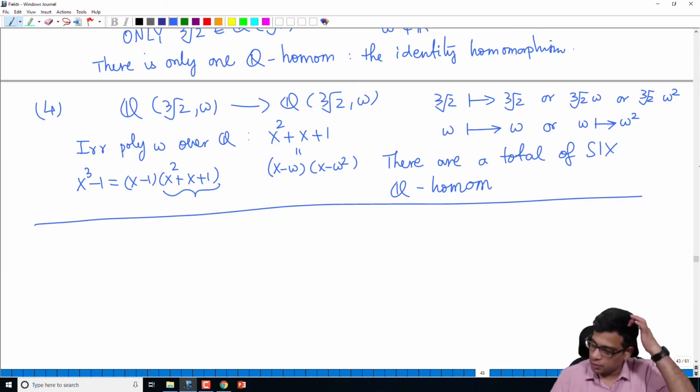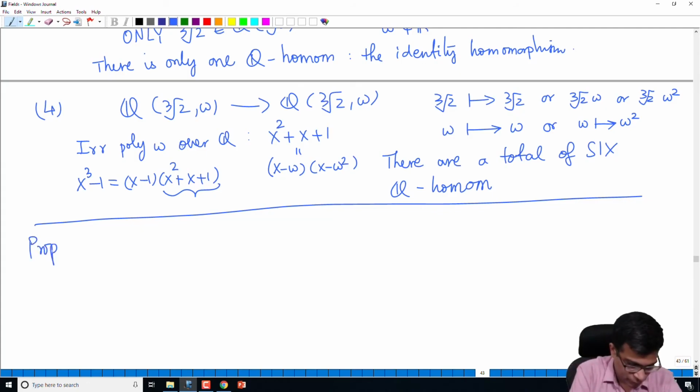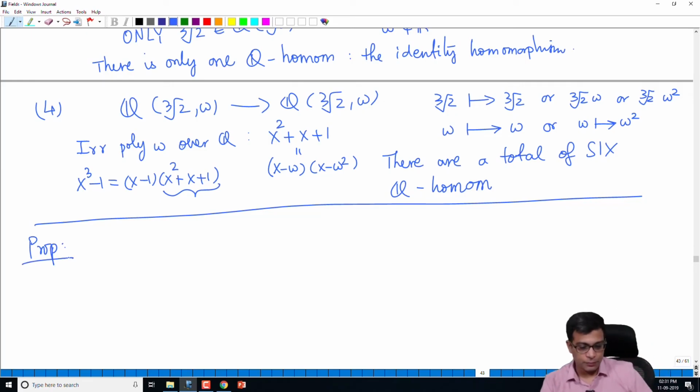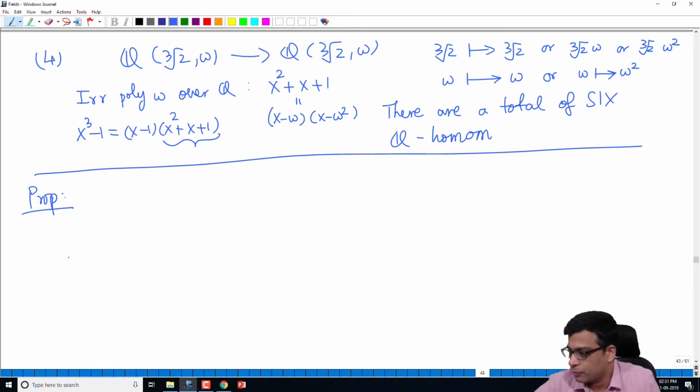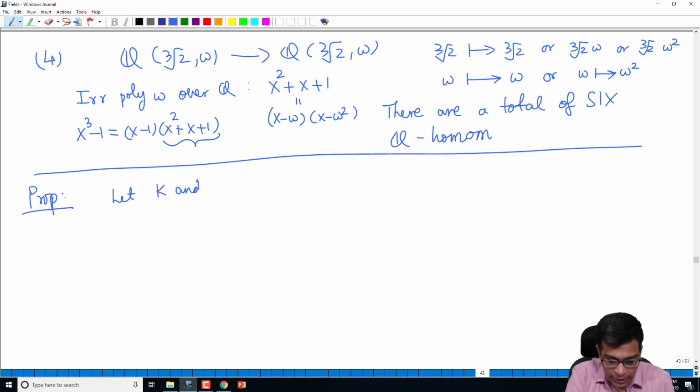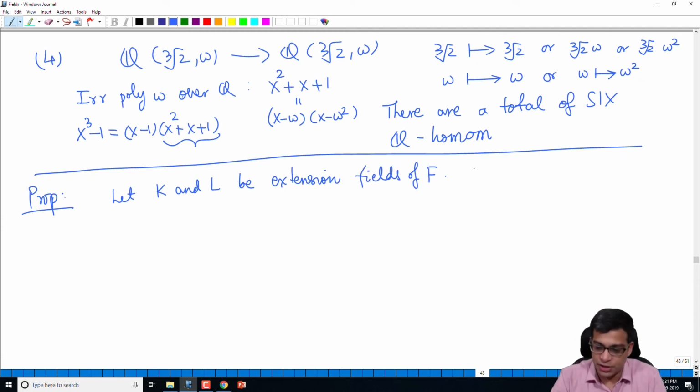So now let me do another proposition which illustrates when you can construct a homomorphism. It's alright to say that alpha can only go to roots of its irreducible polynomial, but can there be a homomorphism by just sending alpha to any root of its irreducible polynomial, which is sort of what I did in this example. So I'm going to formalize this in this statement, in this proposition. Let K and L be extension fields of F.